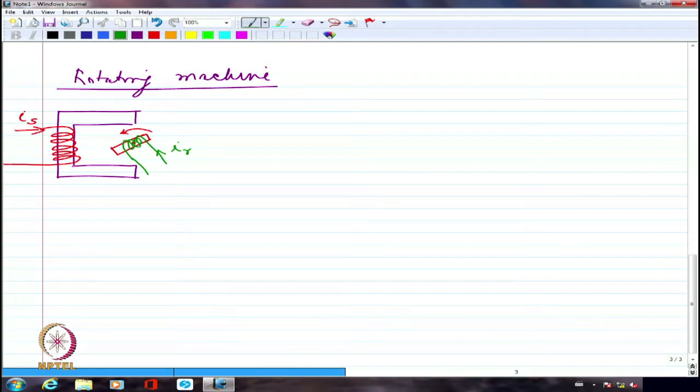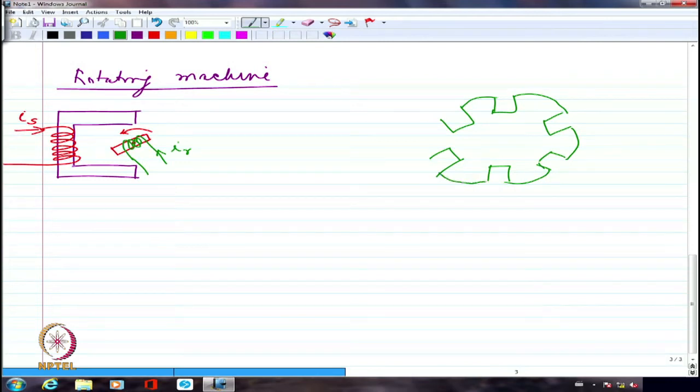Right? For example, I'll give you an example of a stepper motor. Okay? In a stepper motor, I'll just show you a crude structure. You may have something like 8 poles or 6 poles sitting in a stepper motor. I'm just showing these are the poles. So this gives you at least a practical example of a machine where I have only one side excitation.